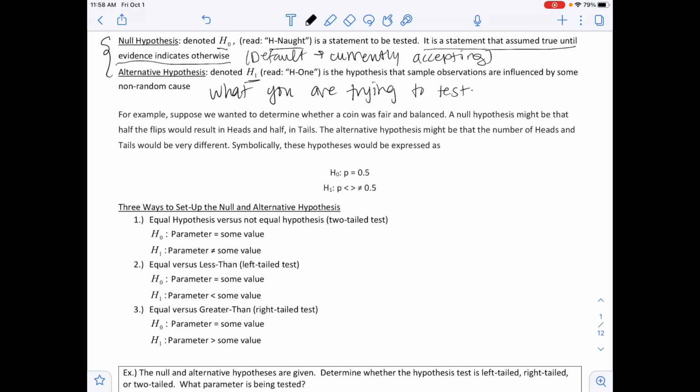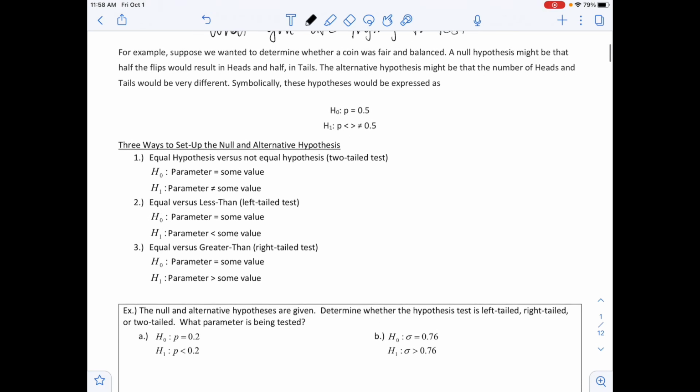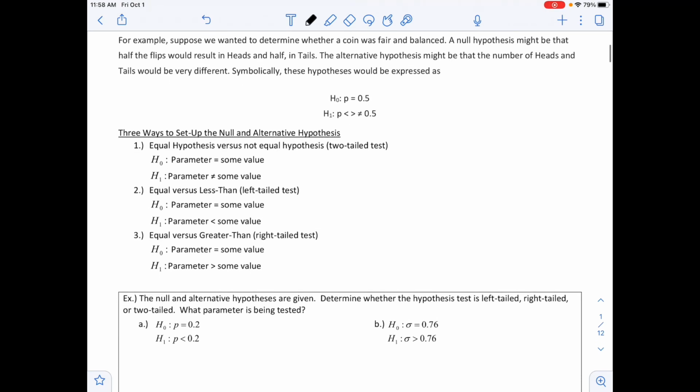The null and the alternative hypotheses are huge for hypothesis testing. This is how our problems start out. We are going to state what the null hypothesis is and what the alternative hypothesis is for the problem. Right below this it says, for example, suppose we want to determine whether a coin was fair and balanced. A null hypothesis might be that half the flips would result in heads and half in tails. The alternative hypothesis might be that the number of heads and tails would be very different, or maybe there are more heads than tails when we flip, or vice versa, more tails than heads.